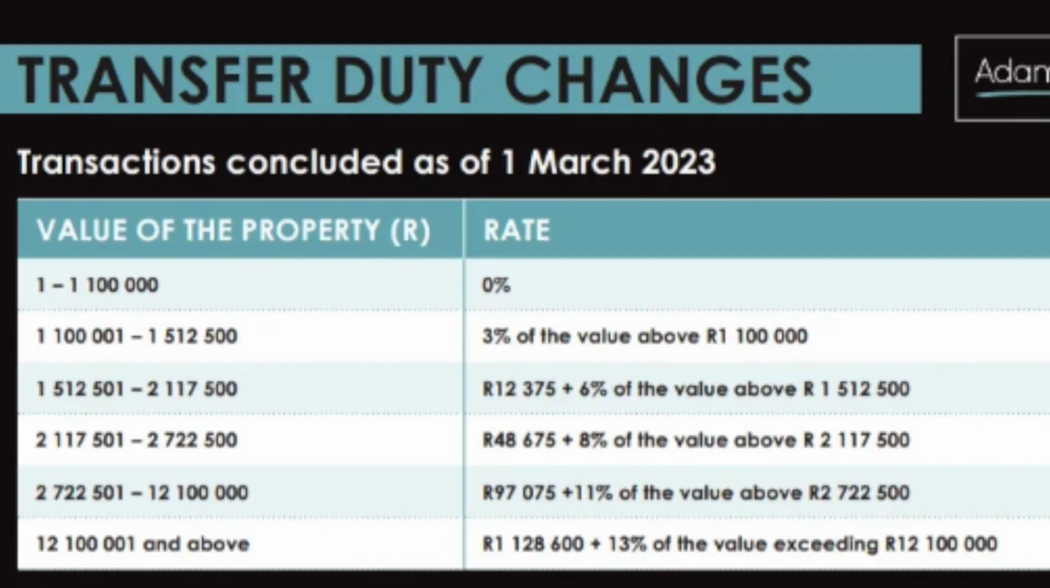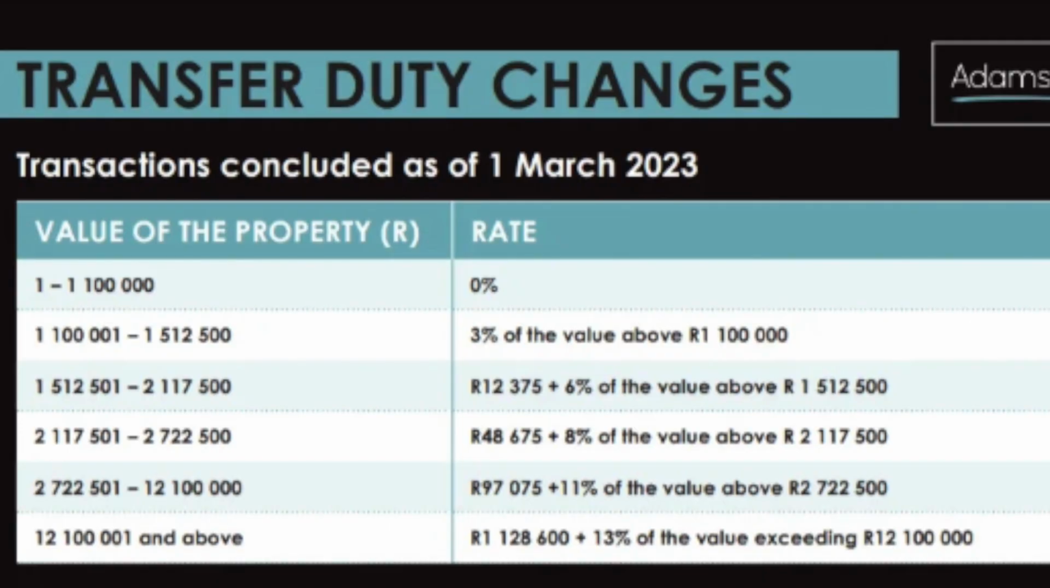So for the first bracket, it says that it's 3% above 1.1 million. So if I'm saying 100,000 multiplied by 3%, I'm getting 3,000. And that's how your transfer duty is going to be charged from the 1st of March. And looking at that tax bracket, the reason why we didn't add any basic amount is that it fell within the 3%.